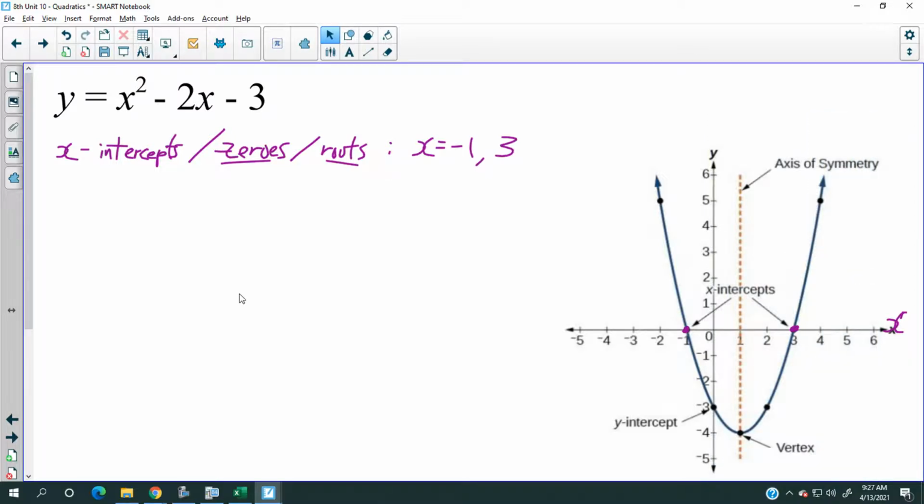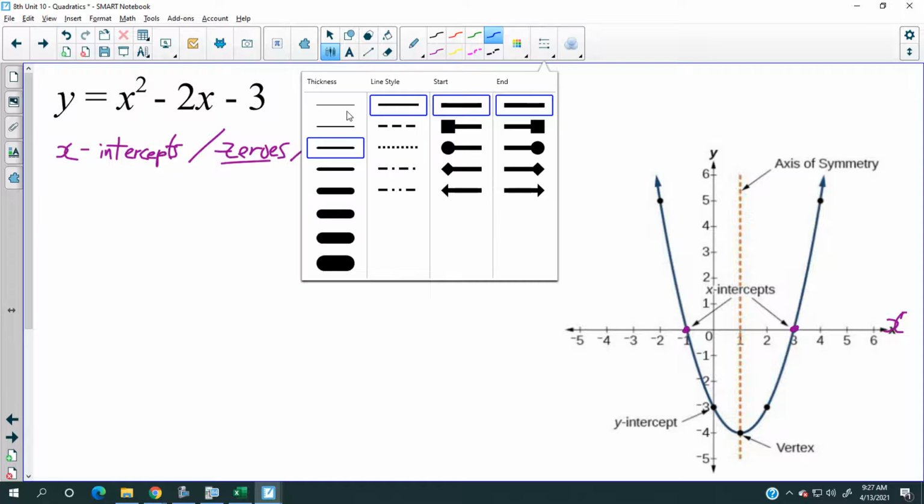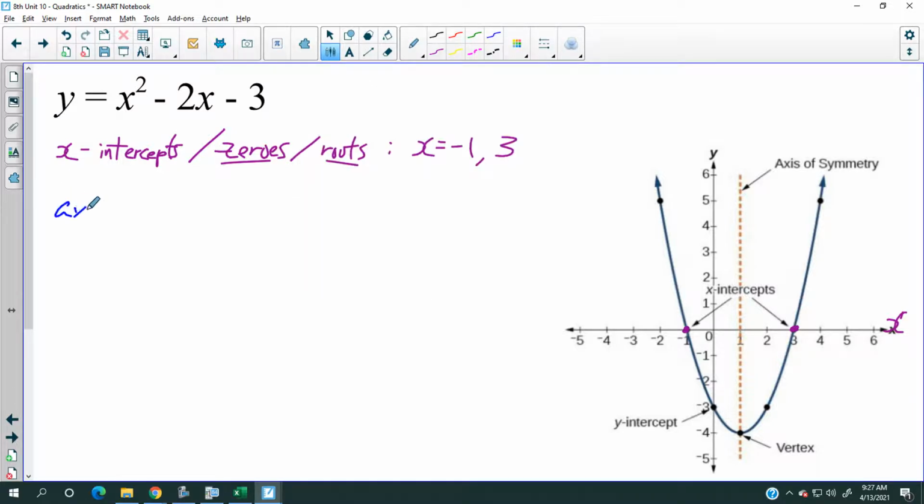All right, now the next thing you need to know is to concentrate on the axis of symmetry. So let me use a different color. Let's use blue. The next thing we have to look at is the axis of symmetry. Now, in this graph, it's super easy because it's literally right where x is equal to 1. That's the graph. So what does that mean?